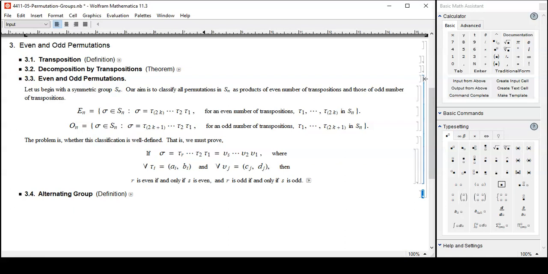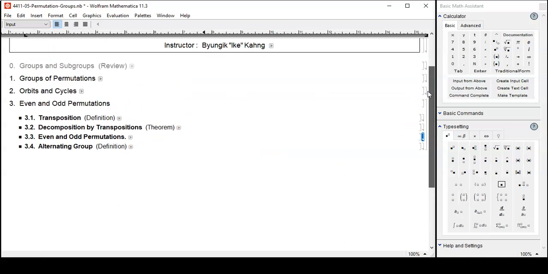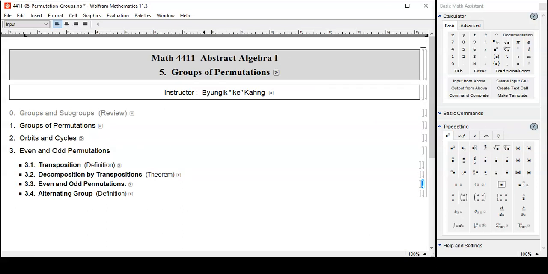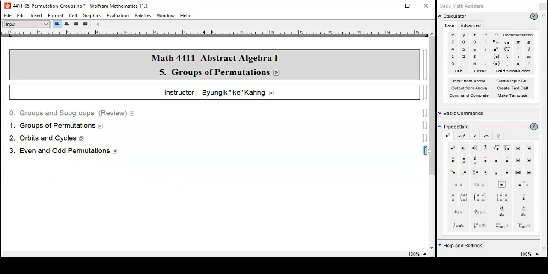Anyway, we went through everything. Decomposition by transpositions, and then even and odd permutations and alternating groups, everything.